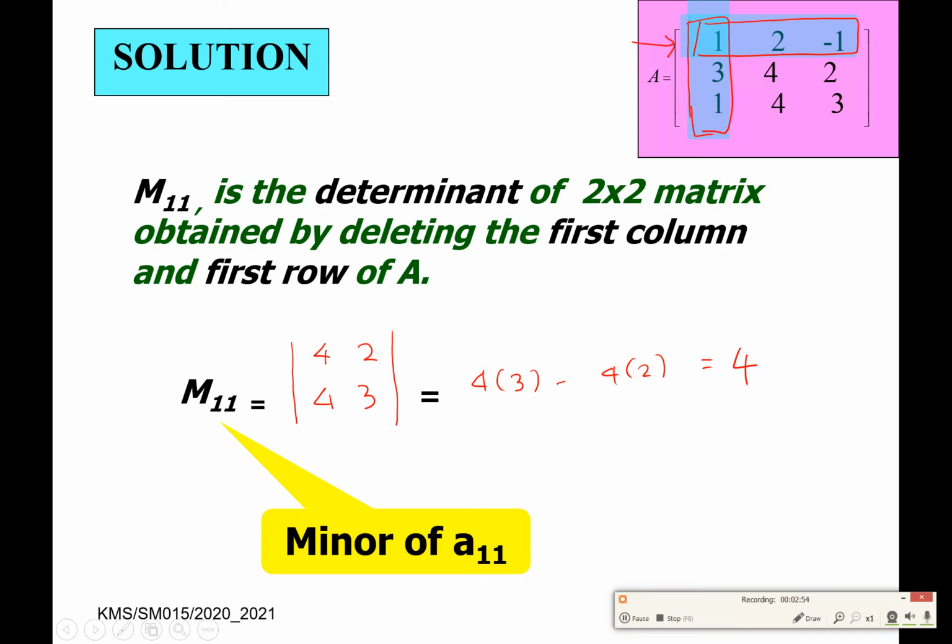So for minor 1, 1, it means deleting the first row and first column. After deleting this row and this column, the numbers we have are 4, 2, 4, 3. And you do the multiplication: 4 times 3 minus 4 times 2. So it's 12 minus 8, so it's 4.